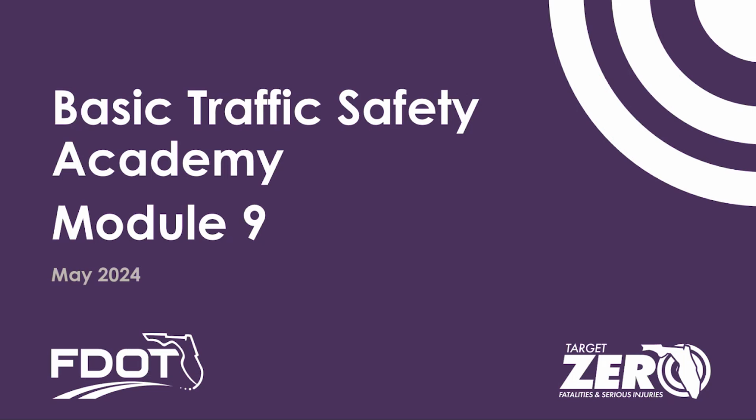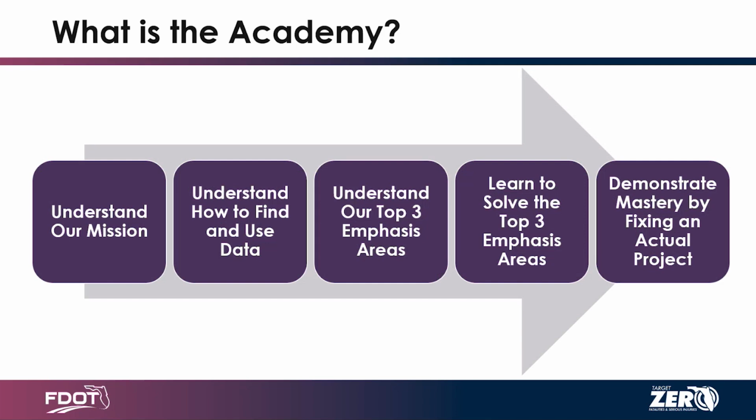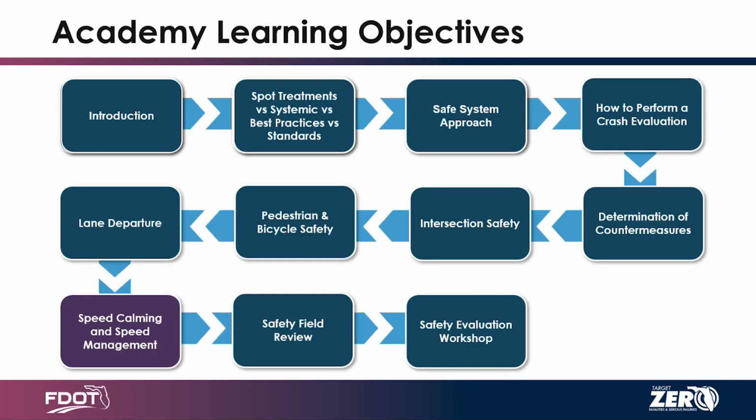All right, so this is the 9th module. We're out of 10. Just a reminder, the Academy is designed as an interactive experience to give anyone the ability to successfully determine and solve safety issues on the roadway. We're talking about understanding our mission, how to find and use data, our top 3 emphasis areas, and how to solve them. Speed management isn't necessarily identified as a top 3, but it is a cross-cutting measure. And then next week, we're going to demonstrate mastery by fixing an actual project.